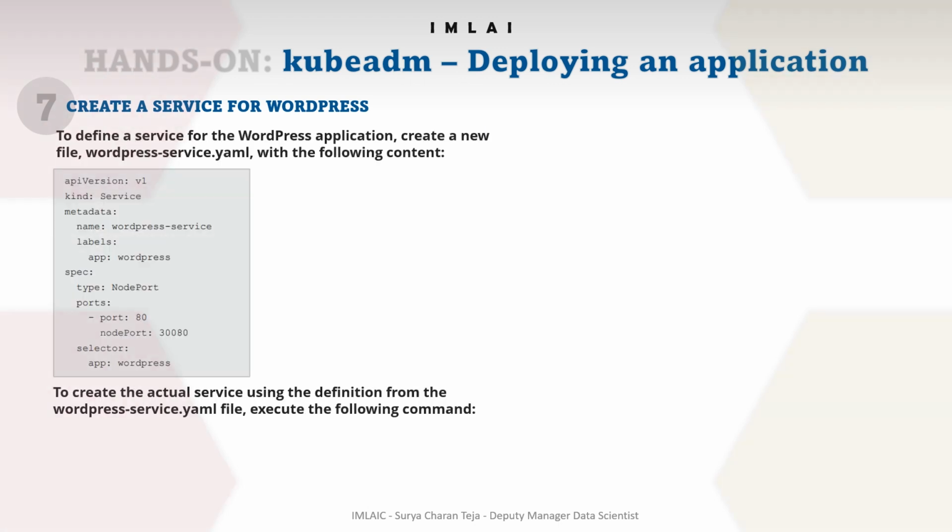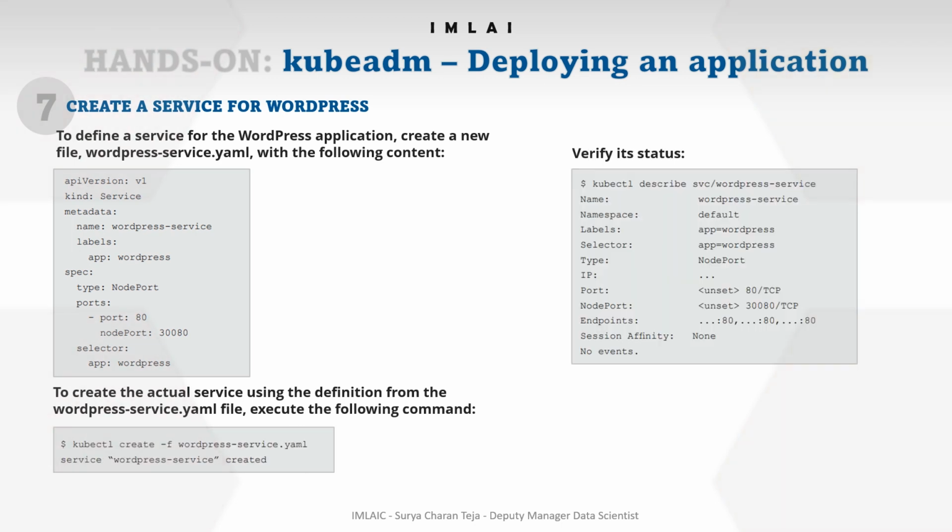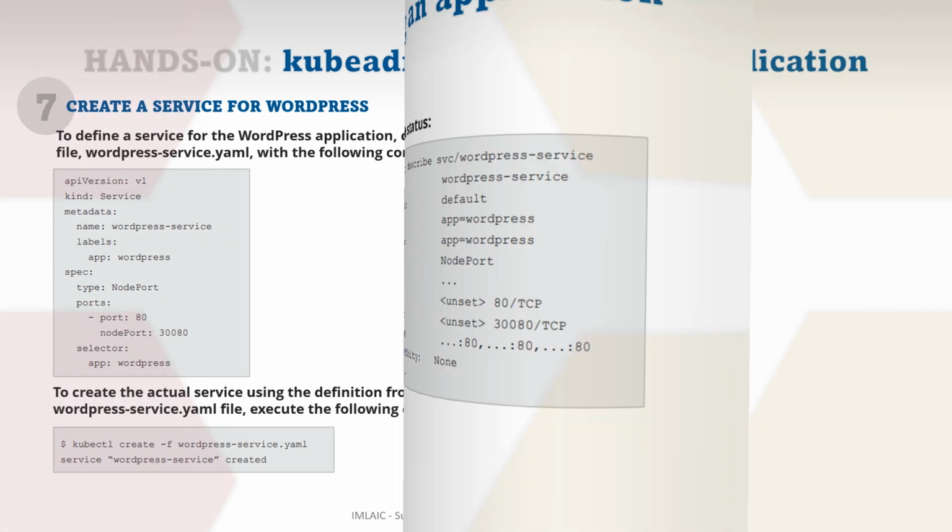Okay, so now this is the service file that we have written. The name of this service file is WordPress service, and the app label is WordPress, and the spec is type NodePort, and then inside that you have to mention the nodePort, that's 30080, and selector app is WordPress. So once the file has been written, it's time to create the actual service using the definition from the wordpress.yaml file. So execute the command. Let me show you that. Okay, once that is done, we can say kubectl describe, and then we can give the service name so that it will describe the service.